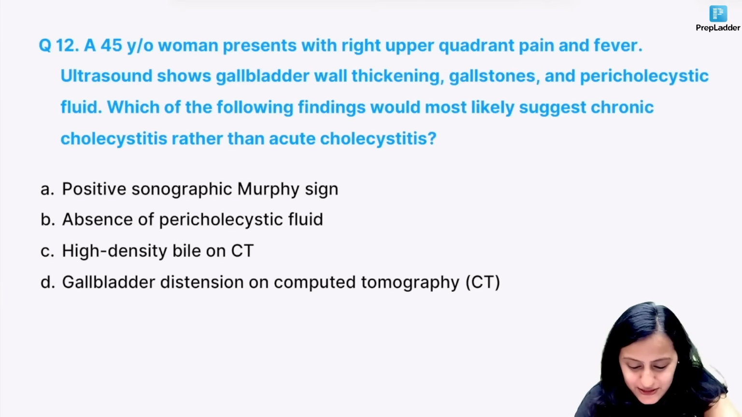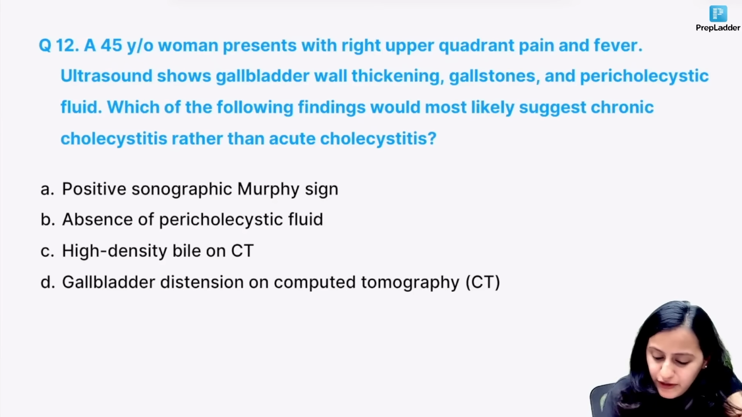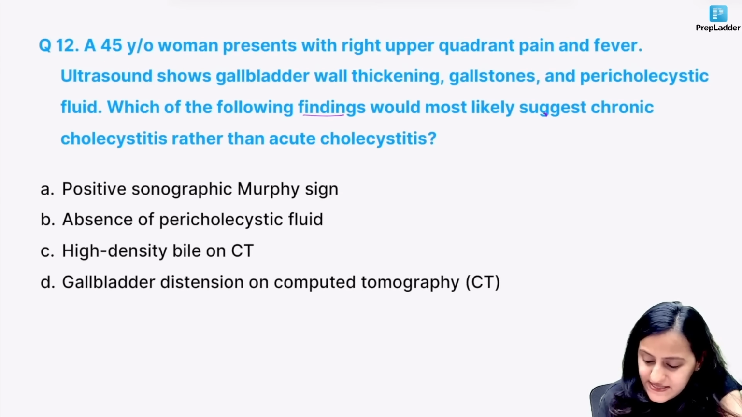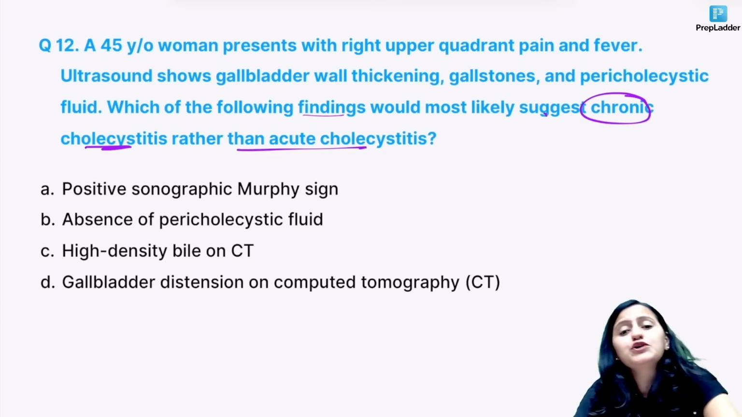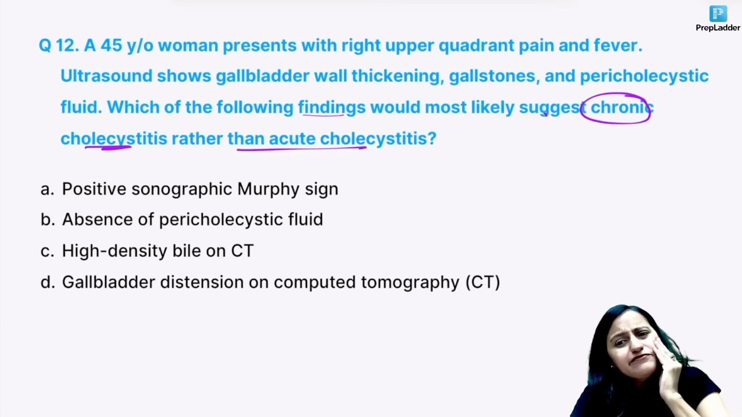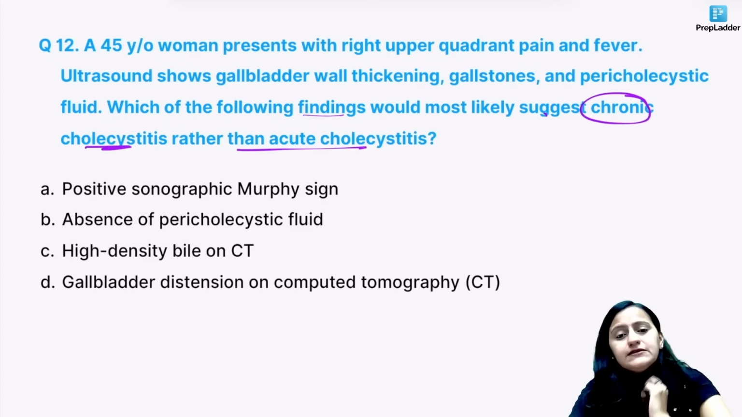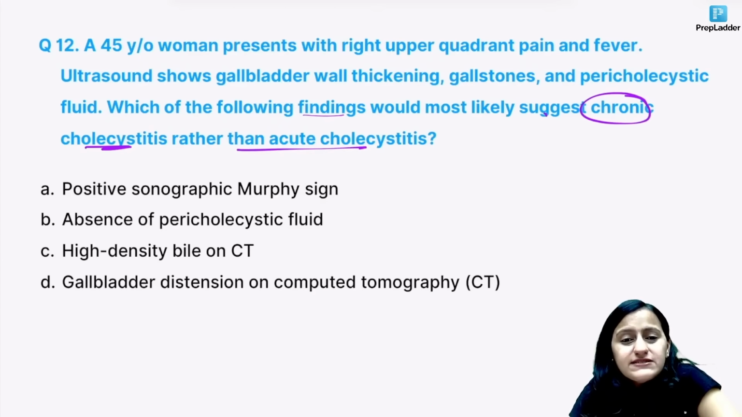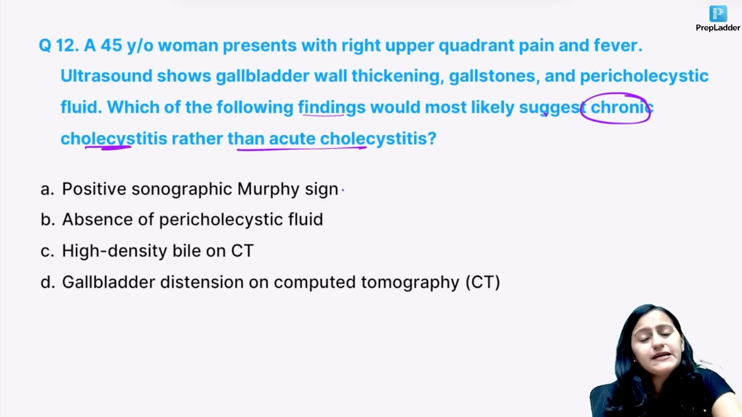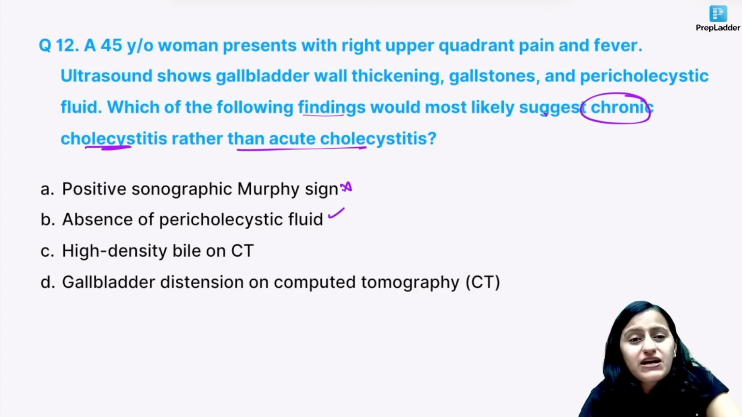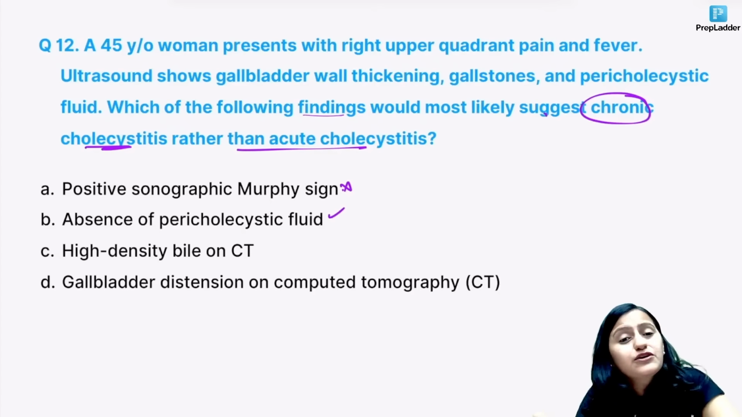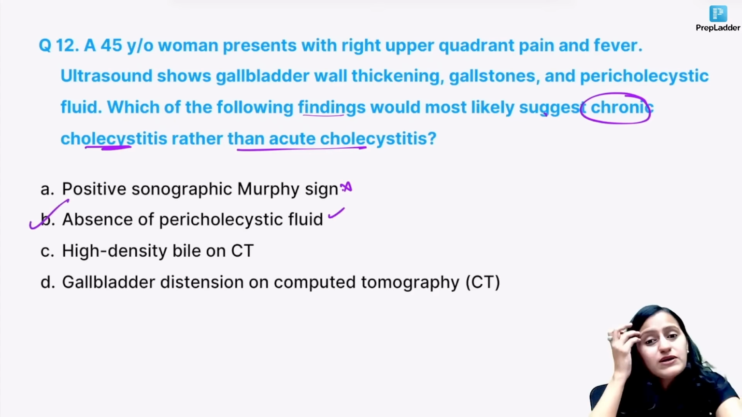All right, going on to the next one. Which of the following findings would most likely suggest chronic cholecystitis rather than acute cholecystitis? Right, the last line is enough for me to understand what the question is asking. So which finding will tell that it is chronic cholecystitis? Positive Murphy sign, acute pain, that tenderness that is present in acute cholecystitis. Absence of pericholecystic fluid. Yes, because remember that in acute inflammatory conditions, there is fluid which comes in. In chronic inflammation, there is fibrosis, there is no fluid. Okay, so absence of pericholecystic fluid.